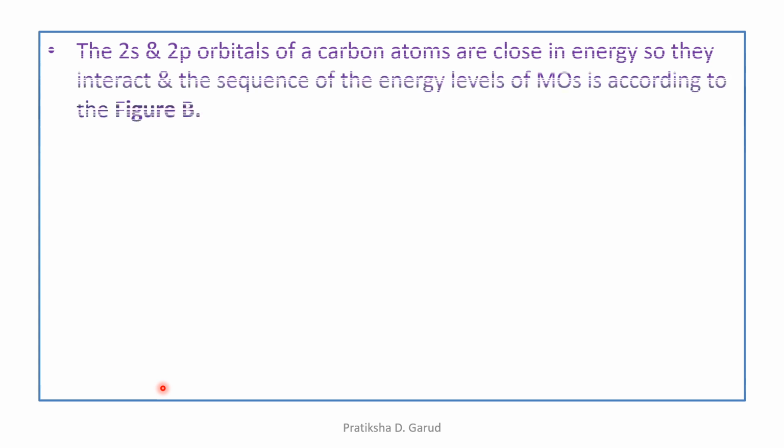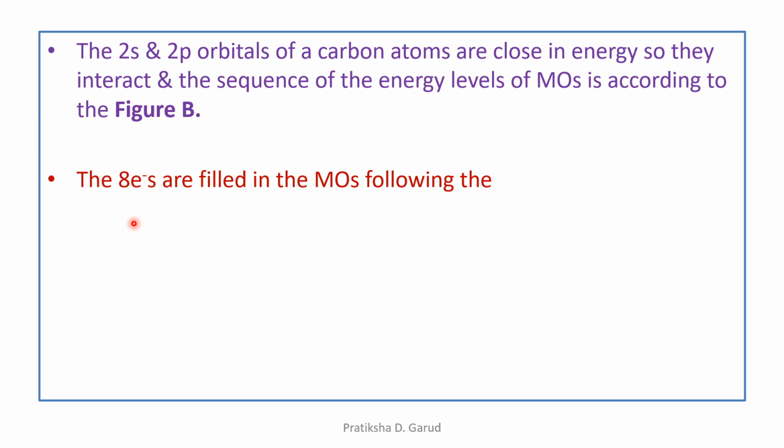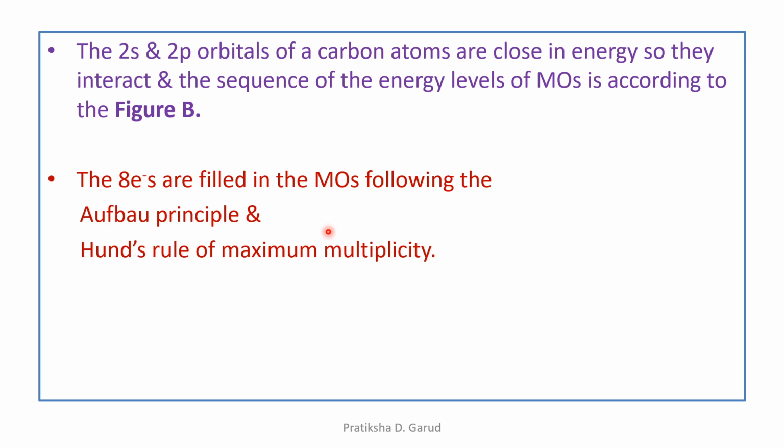molecular orbitals. So we can say that the 2s and 2p orbitals of the carbon atom are close in energy. So they interact, and the sequence of the energy levels of the molecular orbitals is according to the second diagram, that is the figure B. Also we know that the 8 electrons are filled in the molecular orbitals following two rules. The first one is the Aufbau principle, and the second one is Hund's rule of maximum multiplicity.